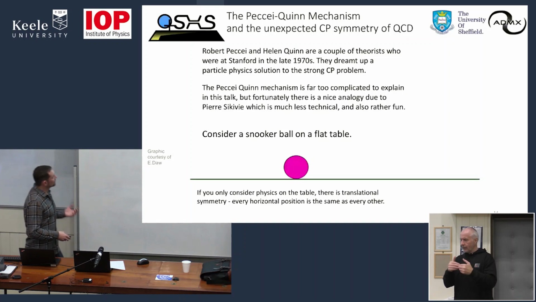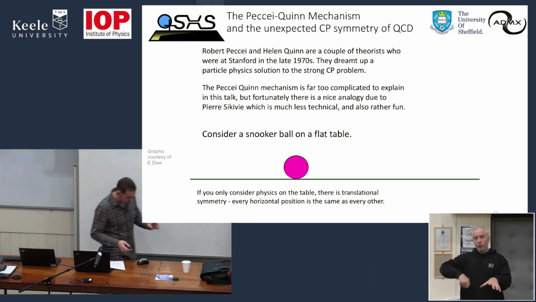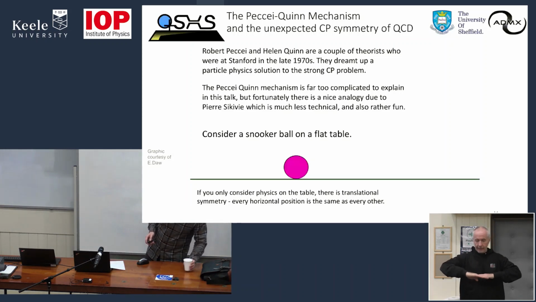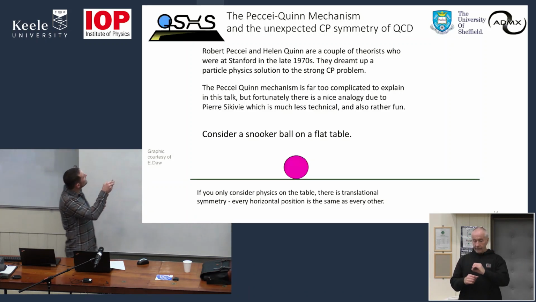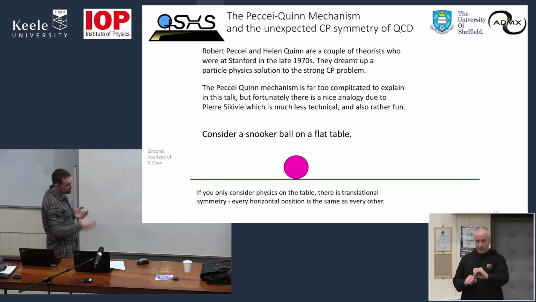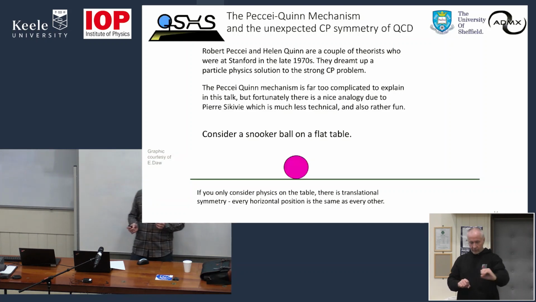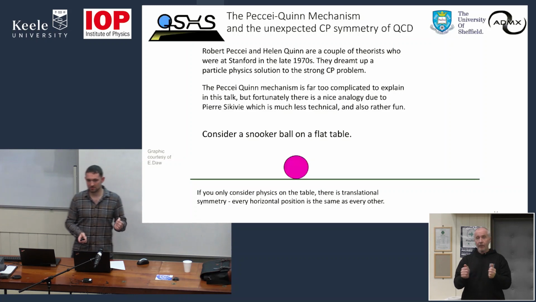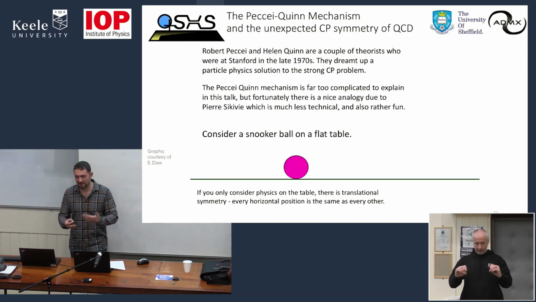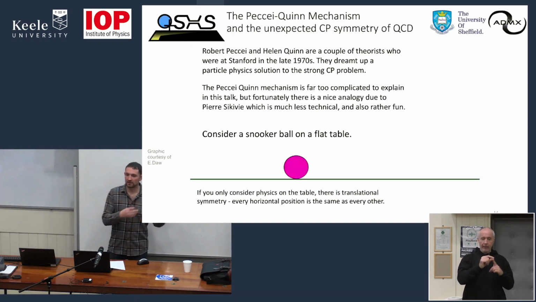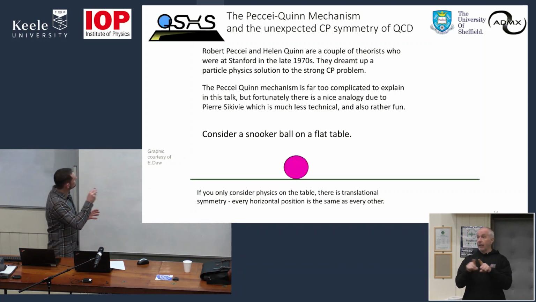So we start by considering a snooker ball on a flat table. Now, if we move this snooker ball to any position on this table, so long as it remains within the confines of this table, our physics is still valid. Now this is what we call translational symmetry. It's similar enough to what we're discussing with the CP. If we start changing certain things, the physics works the same. Our nice flat table.